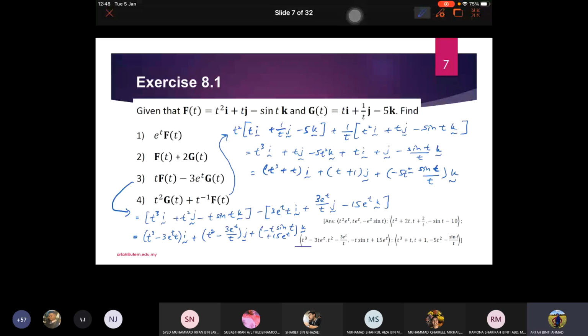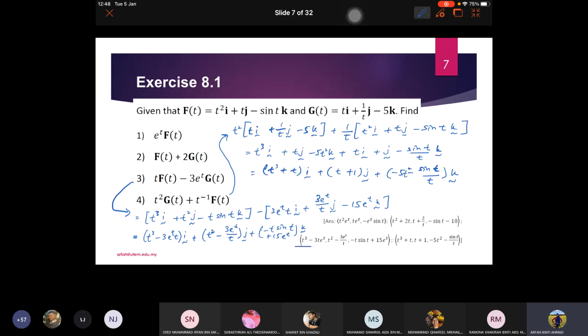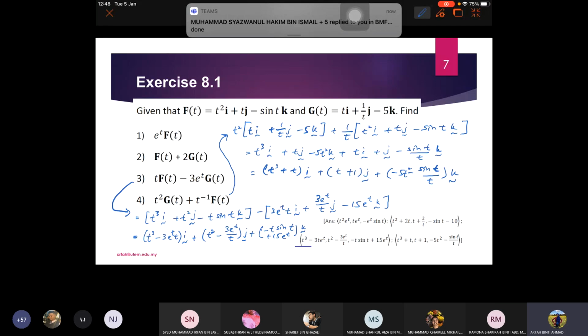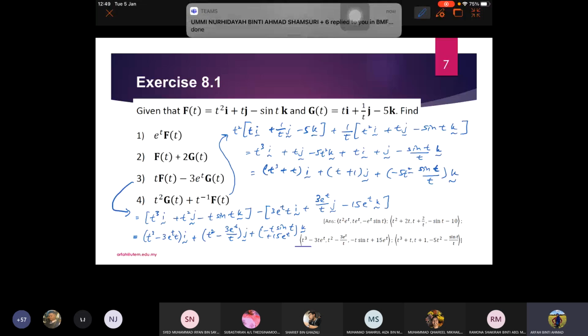Okay, dan. Oi, dah belum? Muhammad Amar Amir Akil. Muhammad Amir Akil. Banyaknya nama kau. Muhammad ada, Amir ada, Akil ada. Muhammad Syazwanul Hakim. Ini pun ada tiga nama. Panggilnya apa? Nol. Kan kenal kalau nama Nol bin Ismail je. Tak payah Muhammad Syazwanul Hakim. Lain-lain. Dan. Ramona senang. Satu nama je. Dan. Dan. Umi Nur Hidayah. Dah lama tak jumpa orang nama Umi.